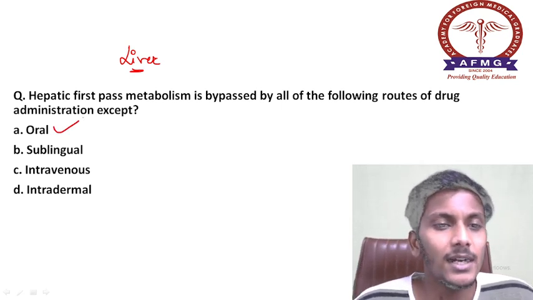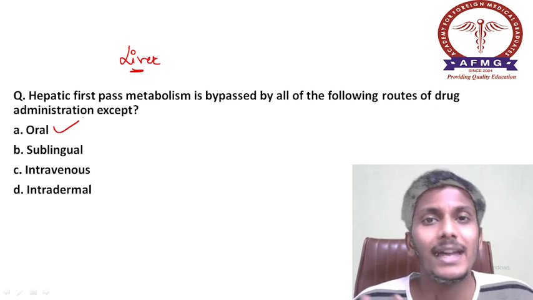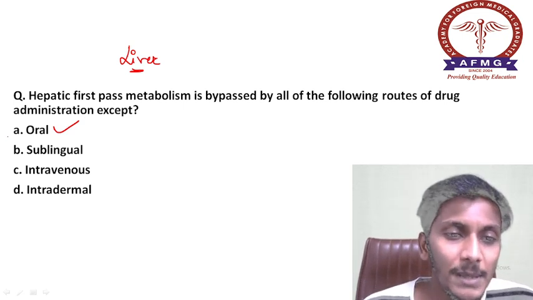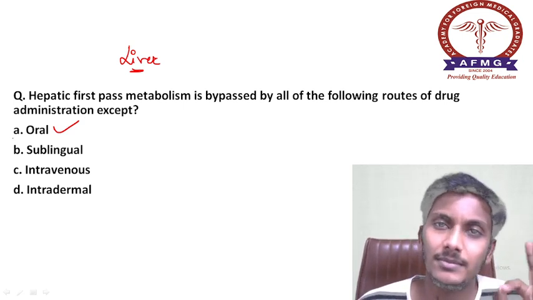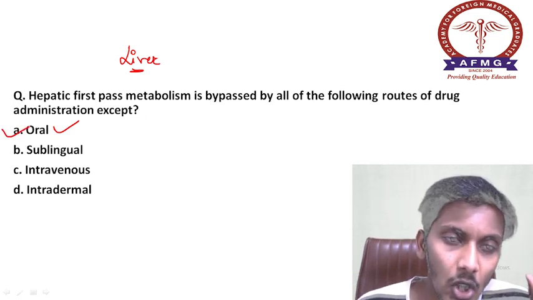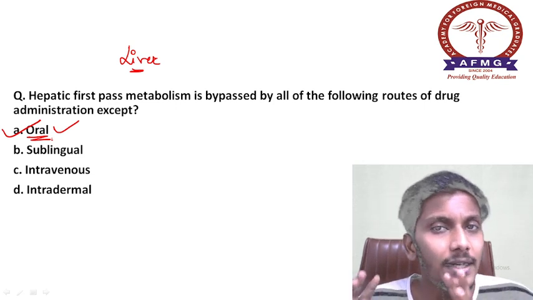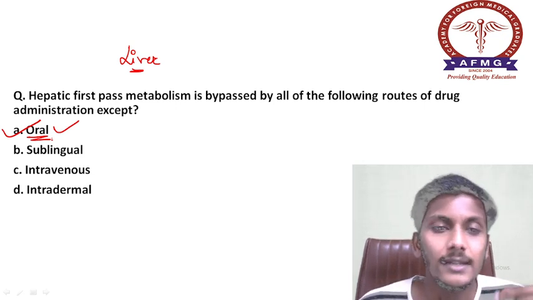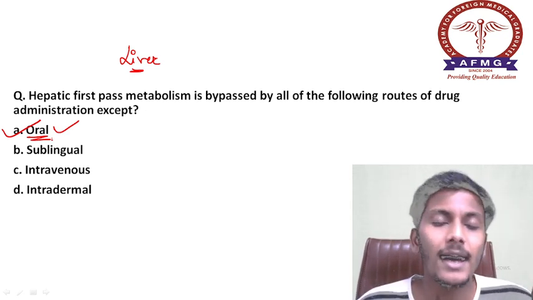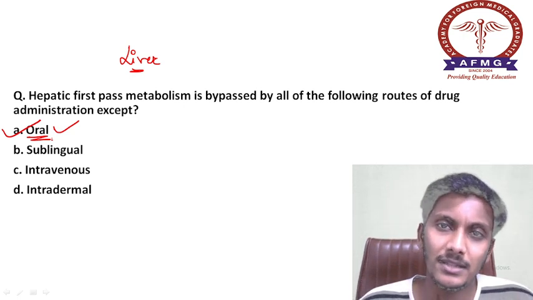So please remember, when we give a drug by enteric pathway, when it passes via the intestine, then there would be maximal hepatic first pass metabolism. Maximum hepatic first pass metabolism is seen with the oral route of drug administration. Whereas the other routes, that is parenteral routes, apart from the intestine, would have less hepatic first pass metabolism.